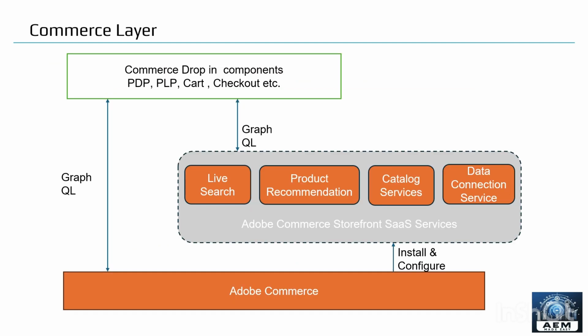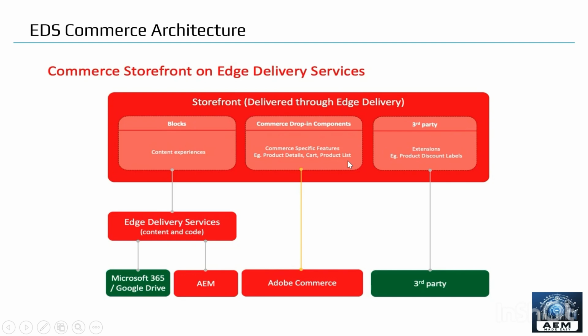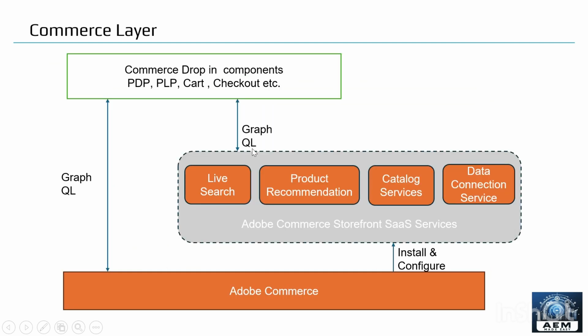Now let me talk about this middle layer in a little bit more detail. I'm just segregating that here in this diagram. At the bottom we have Adobe Commerce, which is our commerce instance, like Magento, which has all the commerce related data, and it supports GraphQL APIs. On top of Adobe Commerce, as I was talking about in the previous slide, there are the SaaS services, which provide very fast data to your commerce drop-ins.